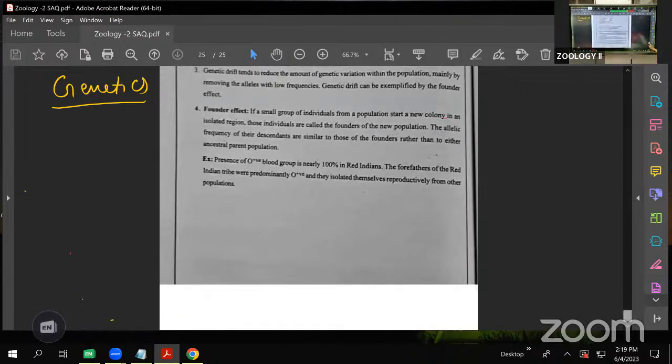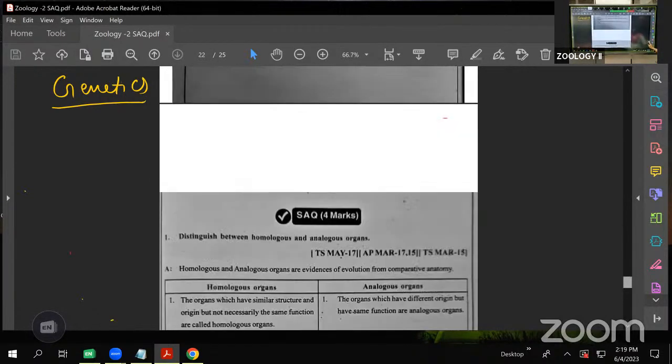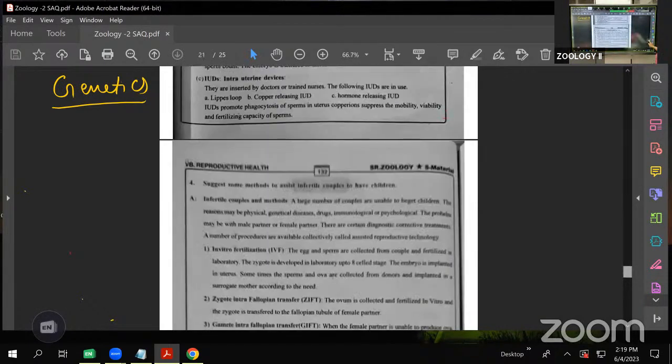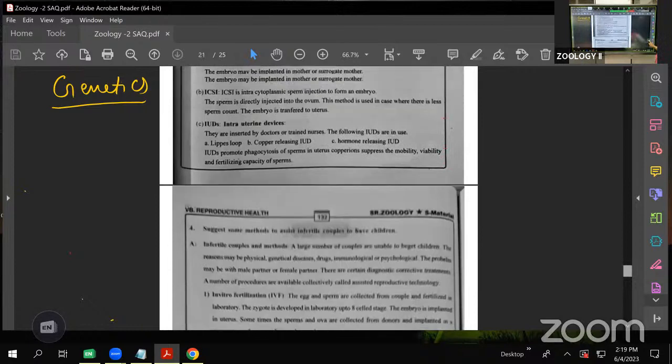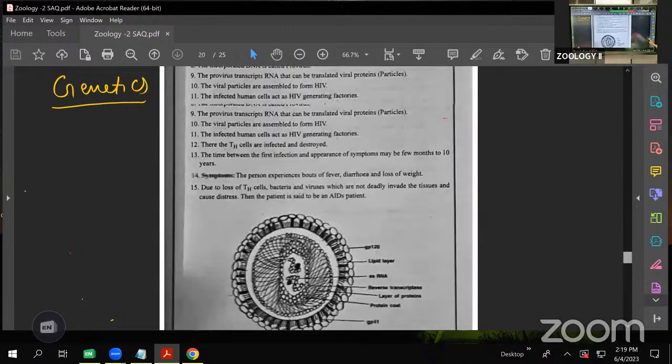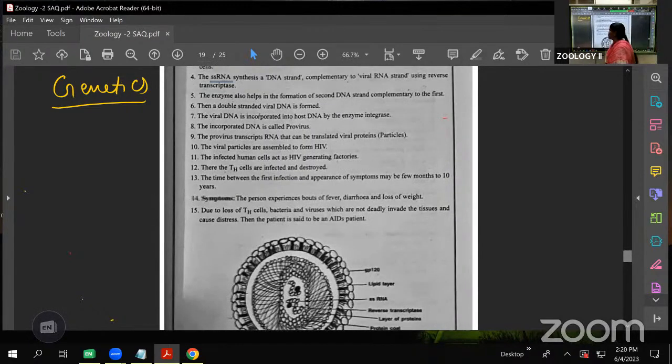Which it's not there, I think. Okay, it's not here in the PDF. It's not here. That's why I take the genetics here.